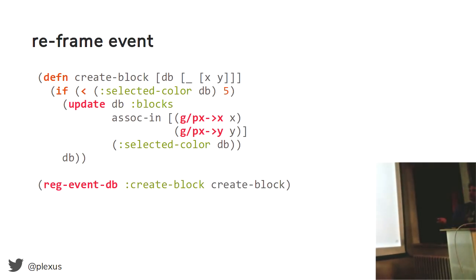And then you have events. For instance, when you want to create a block, then you can trigger the create block event, which then takes your current value of the database and returns a new value of the database, which, if you don't have a valid color selected, is just the old database, or if you do, then it's the updated value of the database with a new color associated in at a certain position.